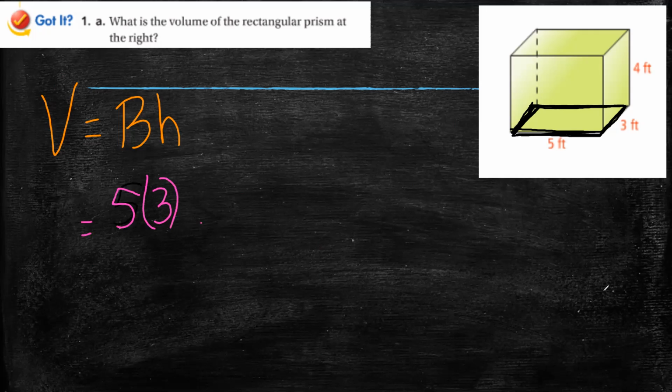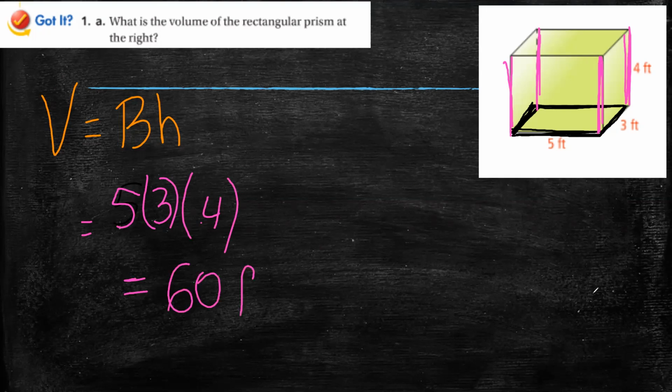Now, if this is my base, where is the altitude that is perpendicular on the base? It is 4. So you will say now 15 times 4, which is 60. Now 60 what? Cubic feet. Because it is a prism, it is a volume. The unit of the volume is cubic.